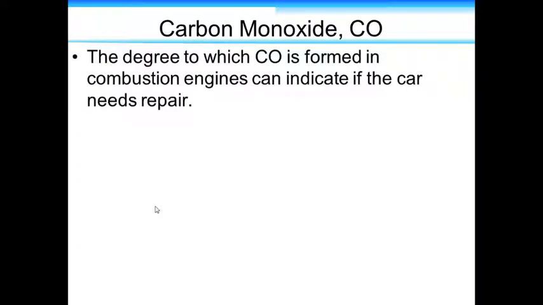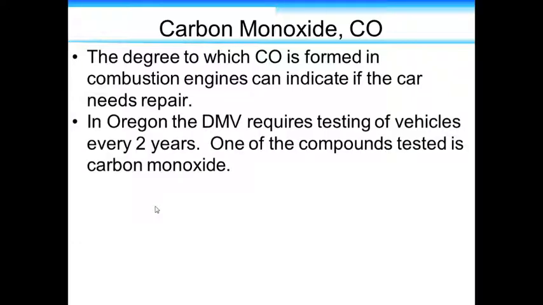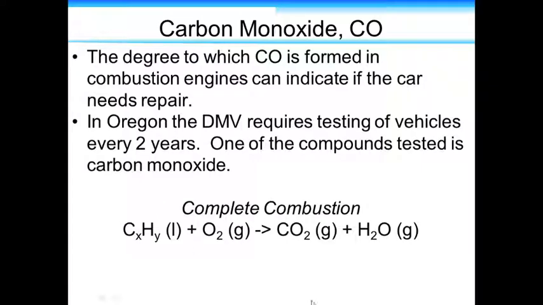Carbon monoxide, we talked about earlier in the chapter. It's also formed in combustion engines. It is monitored by most state DMV testing facilities. And if your car is working very well, the majority of the combustion will be what is called complete combustion.